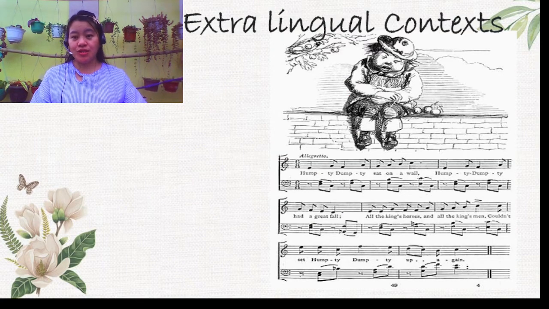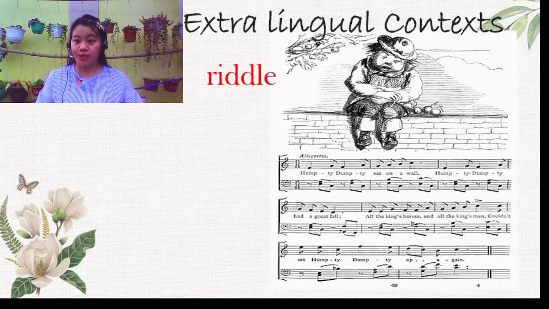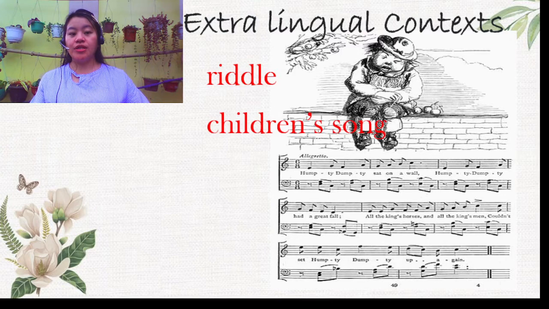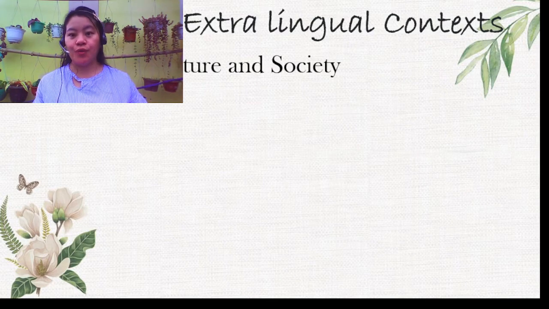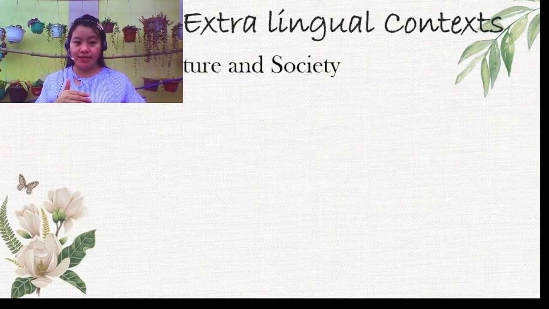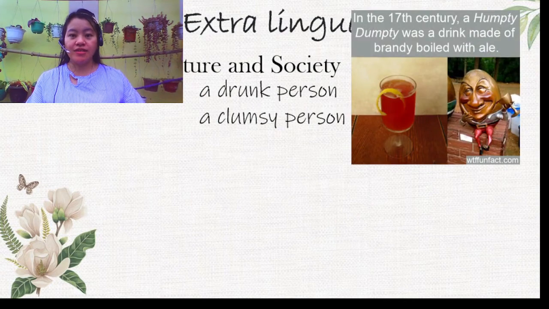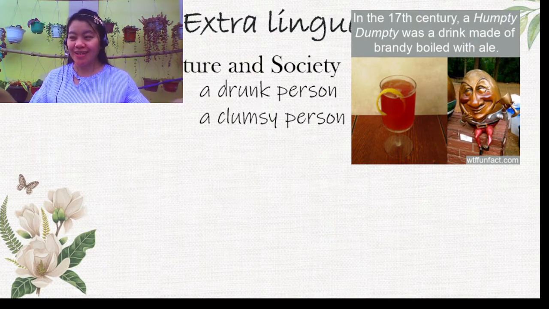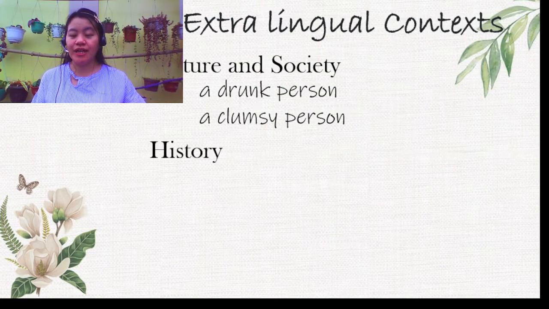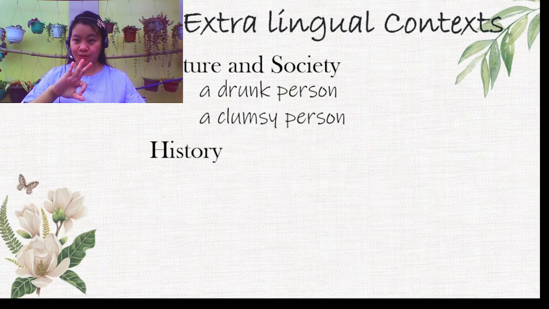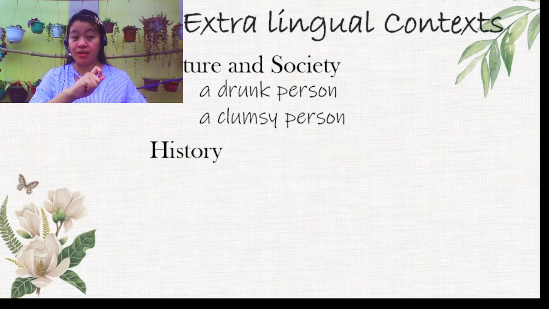Now, adding in the extralingual context, we know that Humpty Dumpty is meant to be a riddle, and later on it was made into a children's song that we know now. So, on its analysis, if you're going to look at it from its culture and societal background, we could say that it's a drunk person or a clumsy person because in the 17th century, Humpty Dumpty was a drink. So when a person drinks a lot, they become wobbly, they cannot walk, and they keep on falling. So maybe that's what inspired people to write Humpty Dumpty. And another thing, if you look at it from a historical background, there are three theories on what Humpty Dumpty might stand for.